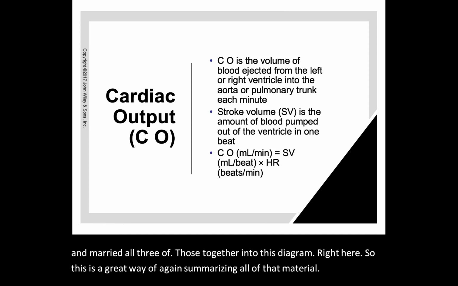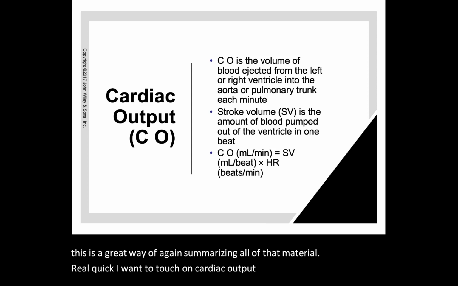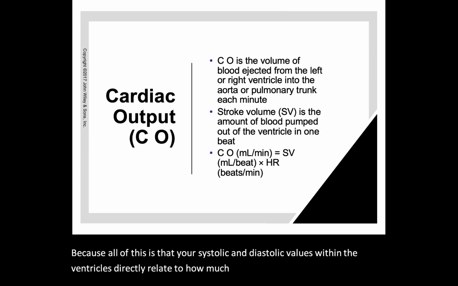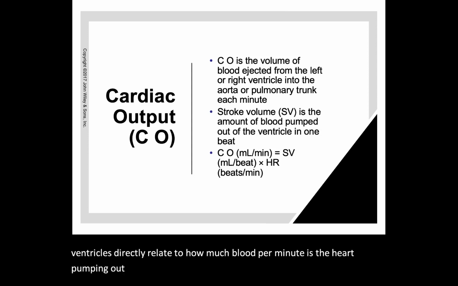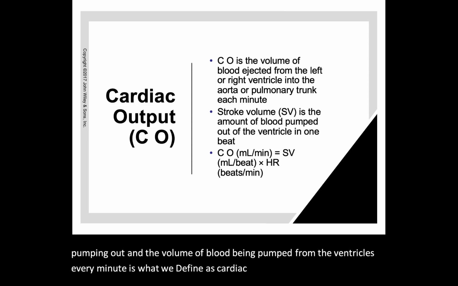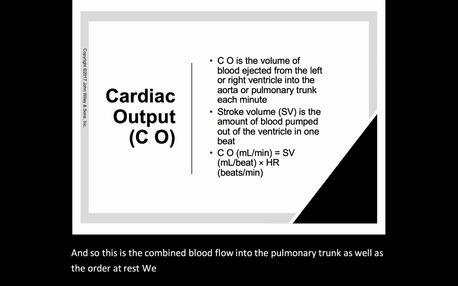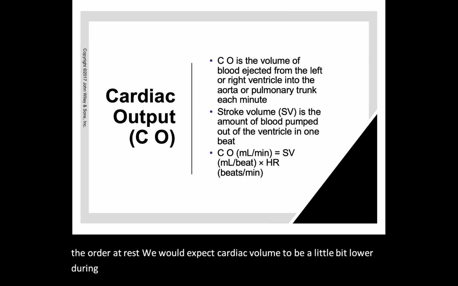Real quick, I want to touch on cardiac output versus stroke volume. All right. Because your systolic and diastolic values within the ventricles directly relate to how much blood per minute the heart is pumping out. Right? And the volume of blood being pumped from the ventricles every minute is what we define as cardiac output. And so this is the combined blood flow into the pulmonary trunk as well as the aorta. Right? At rest, we would expect cardiac output to be a little bit lower. During exercise, cardiac output is, of course, going to go up.